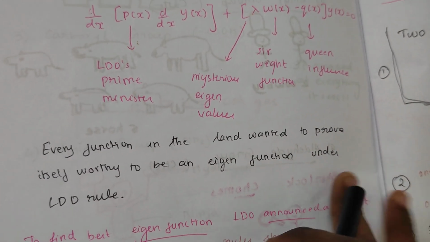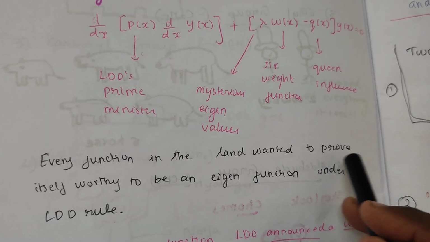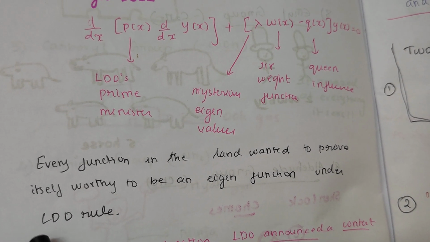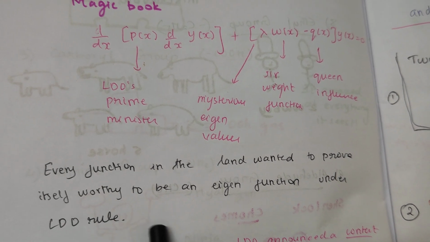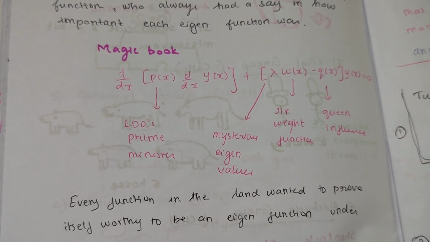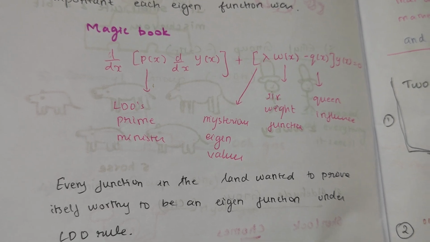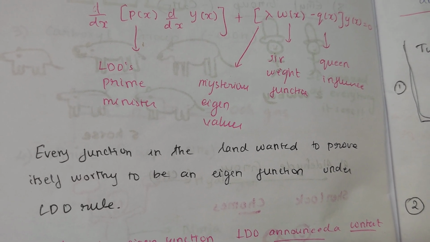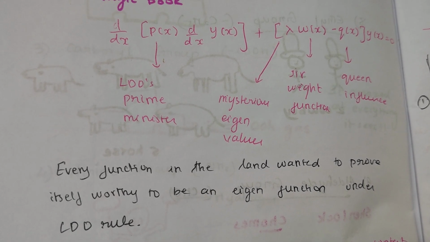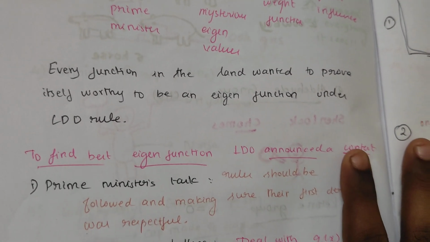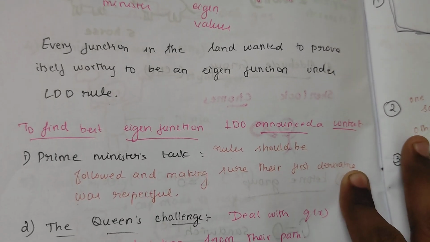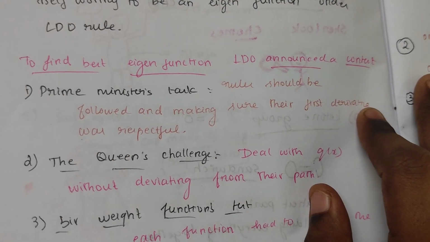Every function in the land wanted to prove itself worthy to be an eigenfunction under the Lord differential operator's rule. So every function is hardly trying to prove that it is worthy to be an eigenfunction. Every function is trying hard, so we will see. To find the best eigenfunction, the Lord differential operator announced a contest.